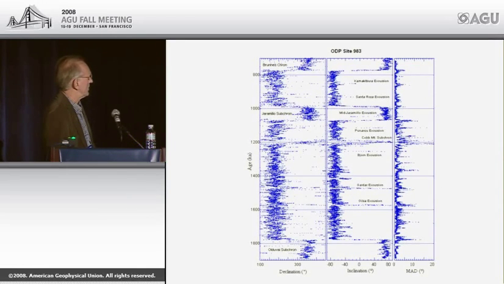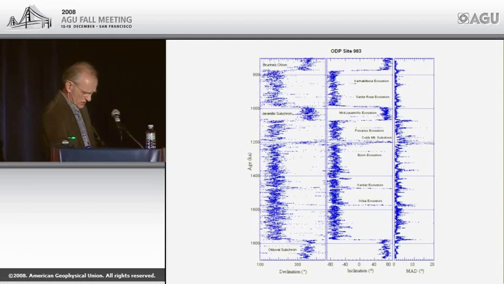This is a record just showing you part of it from 700,000 to about 1.9 million. And this is the Brunhes Chron. This is the Matuyama Chron. This is the Jaramillo and the Olduvai. And these are the excursions that are observed in this record from the North Atlantic.